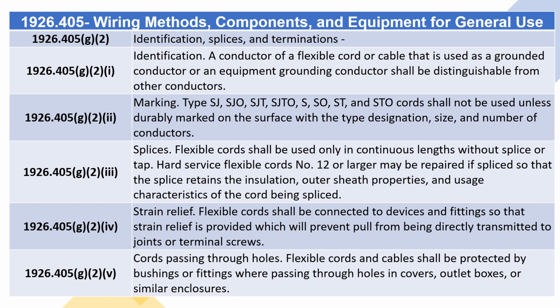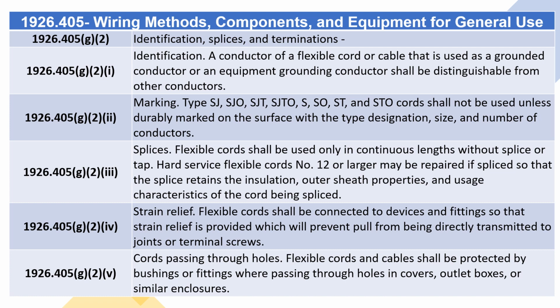1926.405(g)(2). Identification, splices, and terminations. 1926.405(g)(2)(i). Identification. A conductor of a flexible cord or cable that is used as a grounded conductor or an equipment grounding conductor shall be distinguishable from other conductors. 1926.405(g)(2)(ii). Marking. Type SJ, SJO, SJD, SJDO, SO, SC, and STO cords shall not be used unless durably marked on the surface with the type designation, size, and number of conductors. 1926.405(g)(2)(iii). Splices. Flexible cords shall be used only in continuous lengths without splice or tap. Hard service flexible cords No. 12 or larger may be repaired if spliced so that the splice retains the insulation, outer sheath properties, and usage characteristics of the cord being spliced.